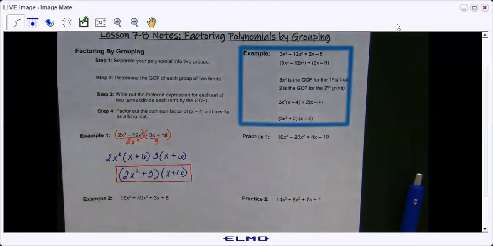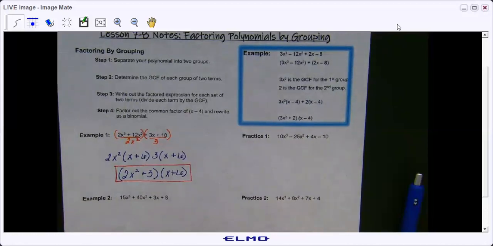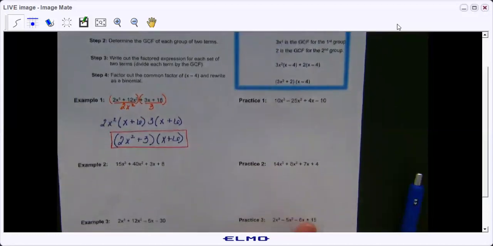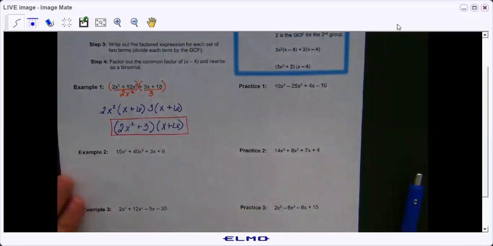All right, let's do example 2. Are we ahead of last year's class? I don't know. Oh my goodness, let me think about it. All right, here we go.